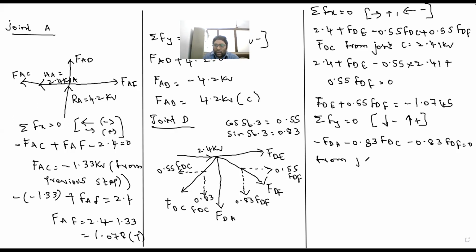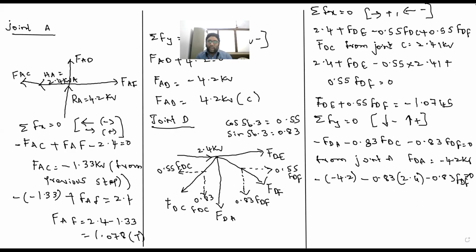From joint A, FDA is equal to minus 4.2 kilonewton. You can see that here only, FAD. Okay. So minus of minus 4.2 minus 0.83 into what is FDC? What is FDC? 2.4 into 2.4 minus 0.83 FDF is equal to 0. So substitute and say the value of FDF.